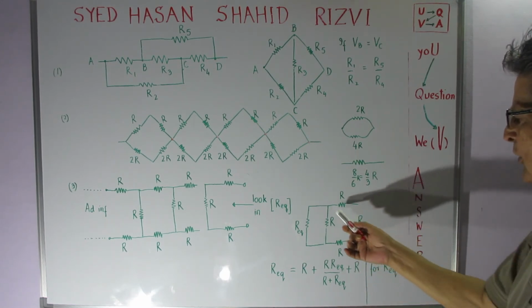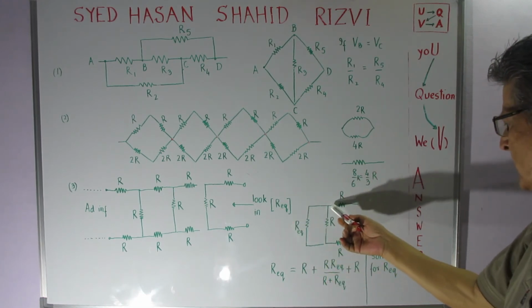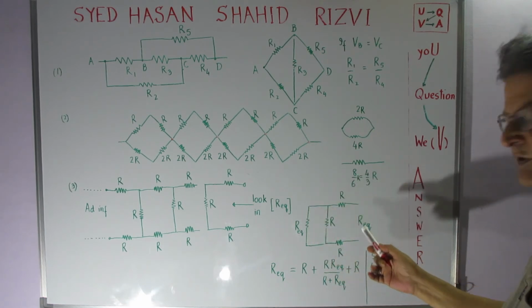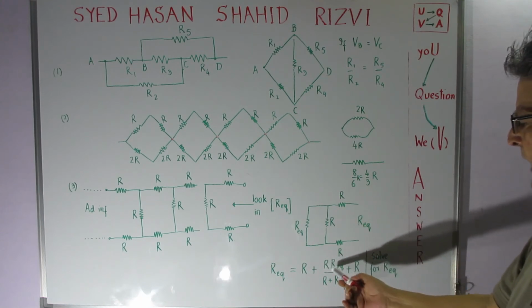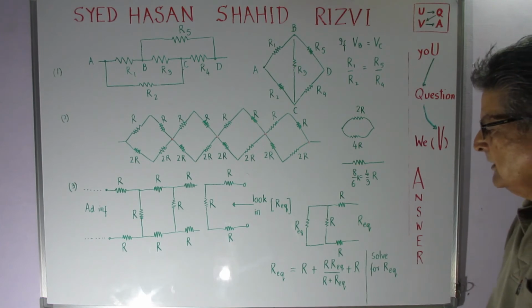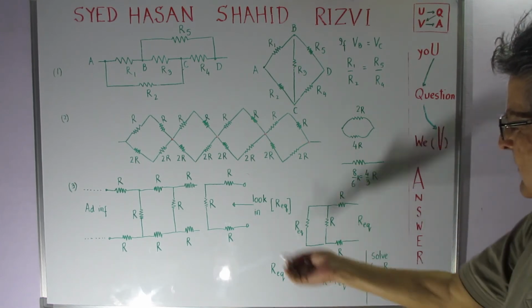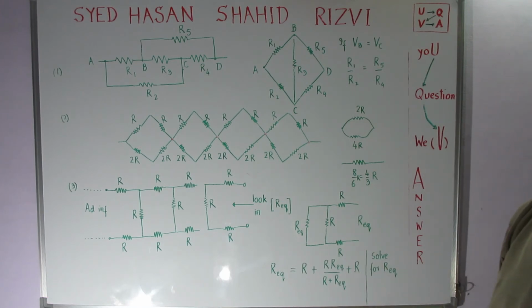Now we solve for the R equivalent. R equivalent turns out to be the parallel combination of these 2 resistances plus the series combination of this and this and this. So I'm writing R equivalent as R is equal to R equivalent upon R plus R equivalent, plus R, and of course that is 2R plus this, and then we multiply it and we get a quadratic equation.